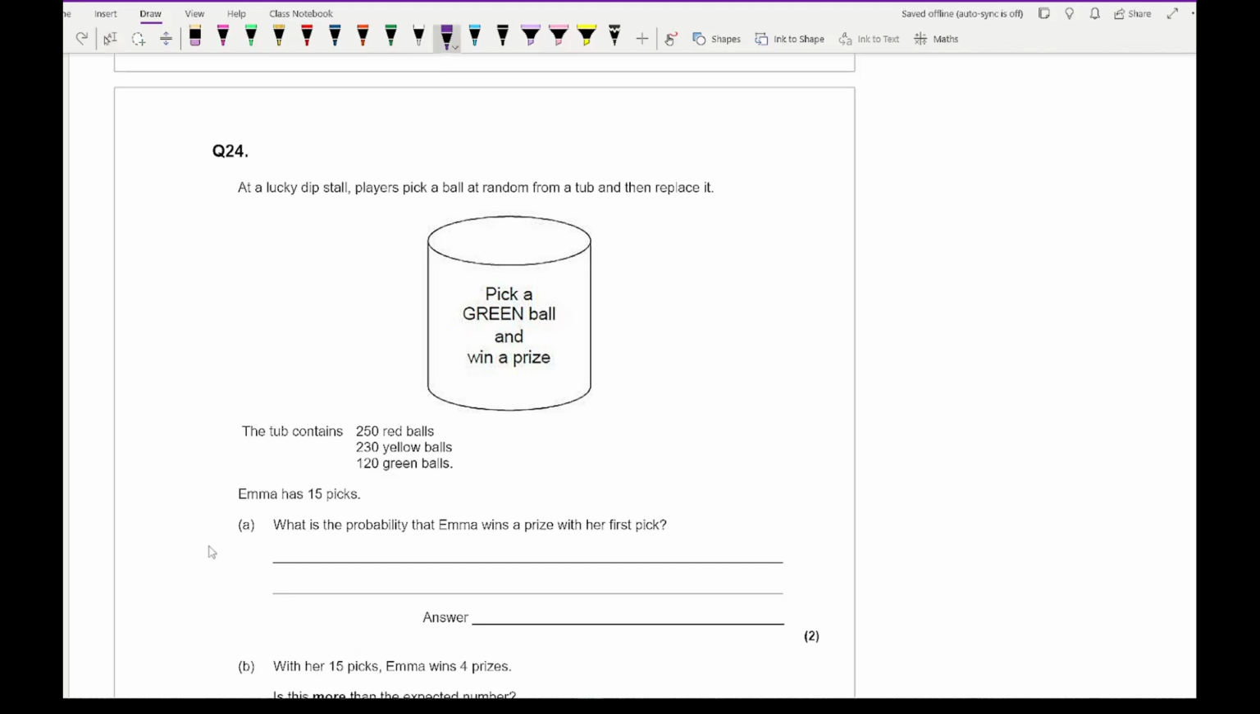So the probability that she picks a green ball is going to be, well, the total, which is 250 plus 230 plus 120, which is 600. So then the probability that she wins is going to be 120 over 600, which does simplify nicely to give me 1/5.